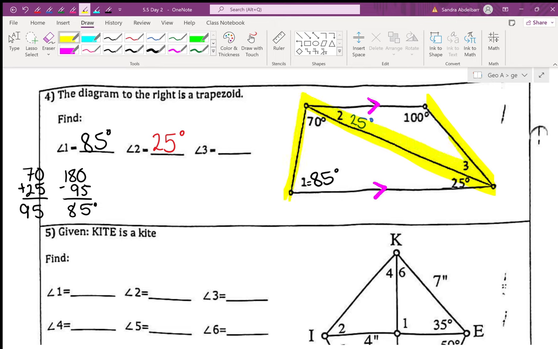Can I use this Z to find angle 3? Kaylee? The sides are parallel. Excellent. Remember, the Z only works if the arms are parallel. Are the arms parallel here? No, so this Z doesn't work.